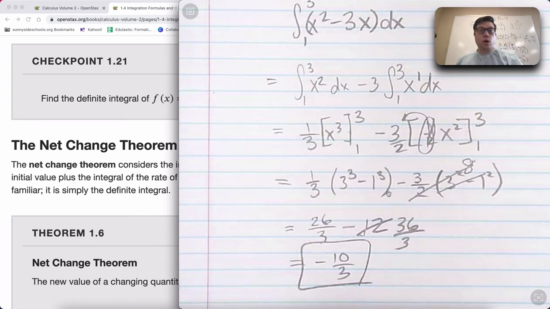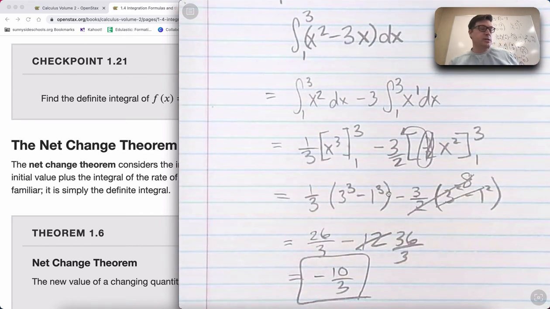You can check it if you want. Go to Desmos. Evaluate the definite integral using technology, but that's your call.